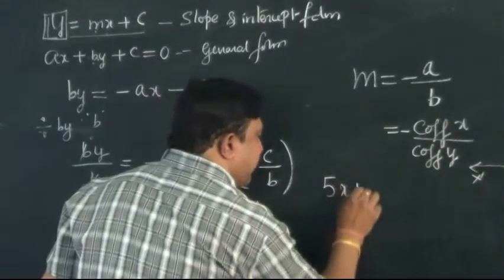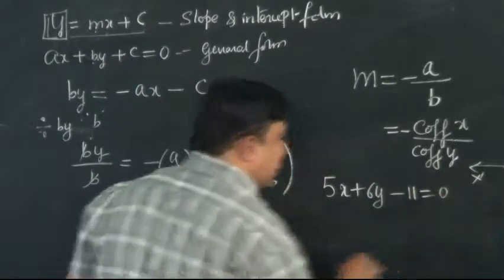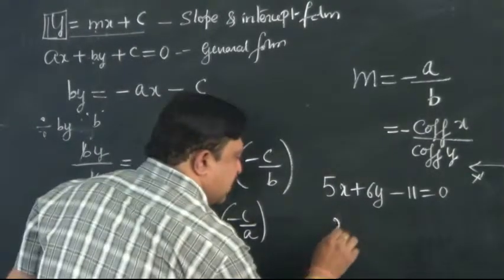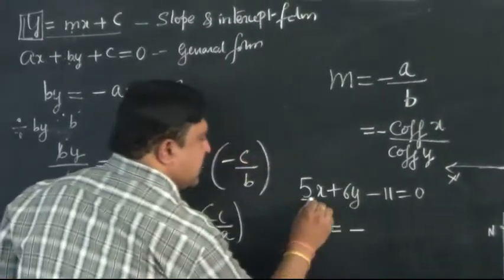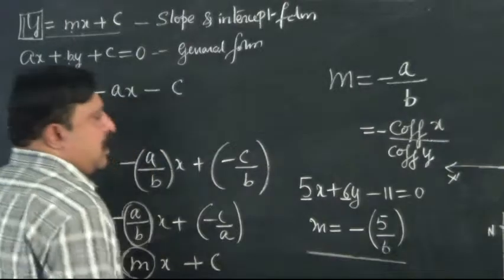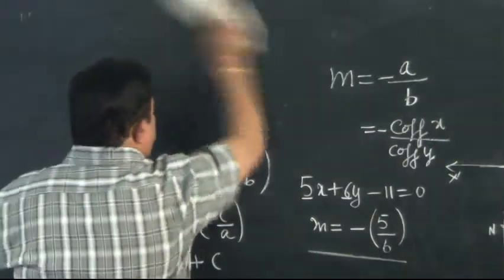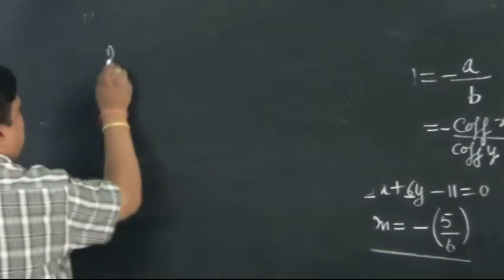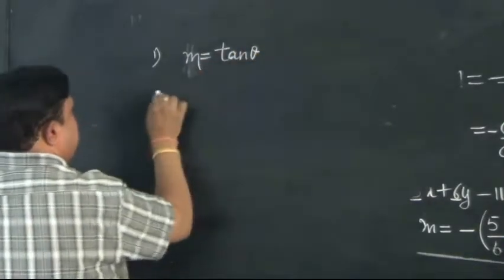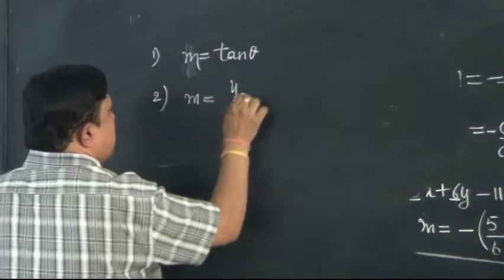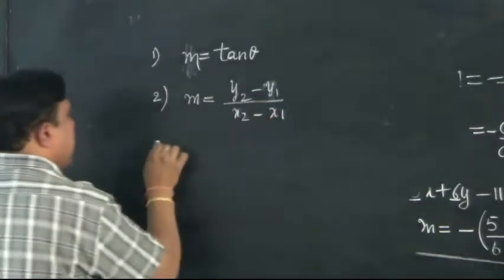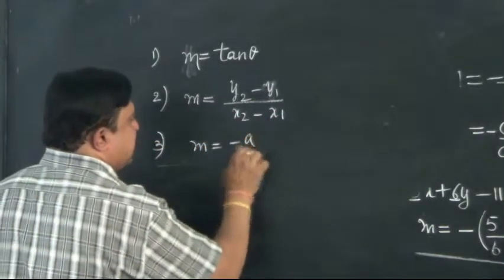For example, if you have a straight line 5x plus 6y minus 11 equals 0, this is the equation of the line. And if you want the slope of this line, then slope is minus, this is a, this is b, minus of 5 divided by 6. So what are the three formulae for the slope of a straight line? Number one, trigonometric formula, m equals tan theta. Second, the algebraic formula, m equals y2 minus y1 divided by x2 minus x1. And third one is m equals minus a by b.